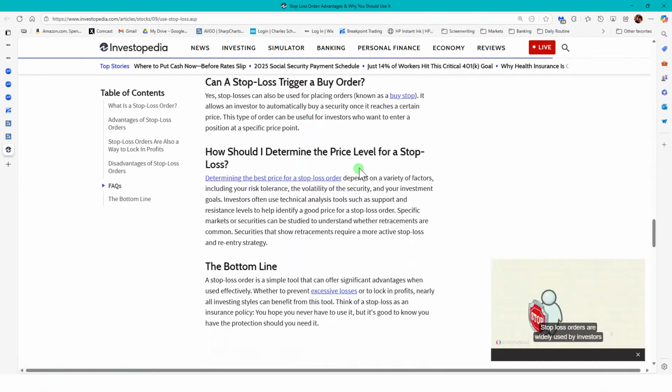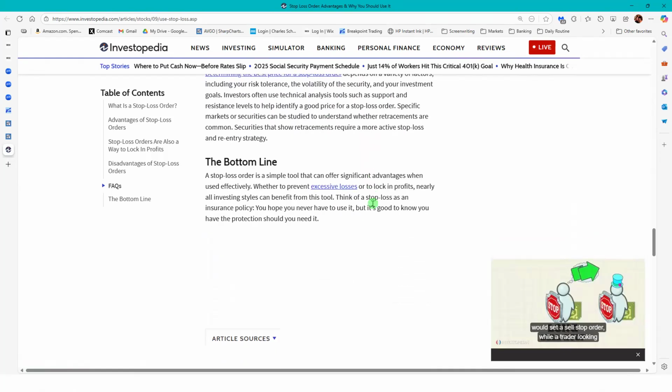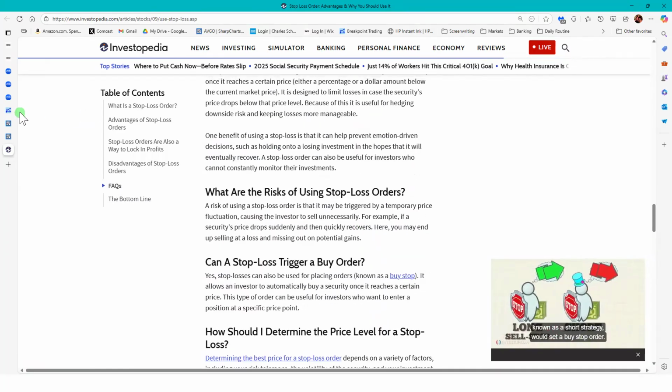How to determine the price level for a stop loss? Now that is really up to you. It depends on a variety of factors: your risk tolerance, the volatility, and your investment goals. So this is a very personal component. Bottom line, it's a simple tool that can offer significant advantages when used effectively. So keep that in mind.